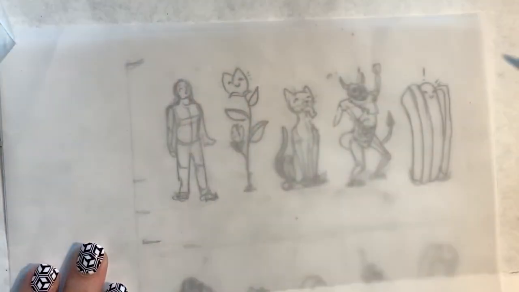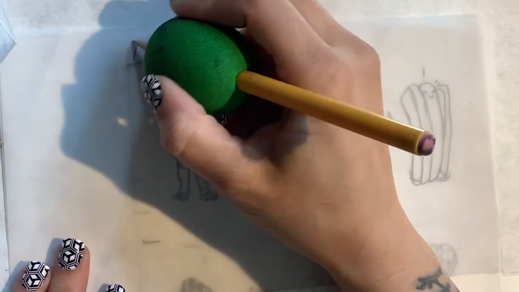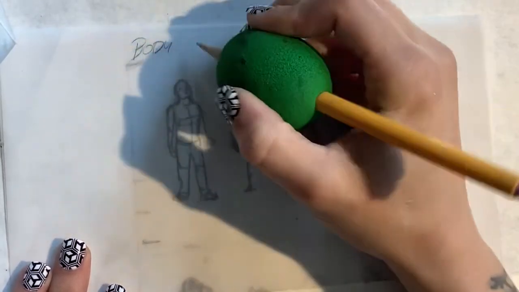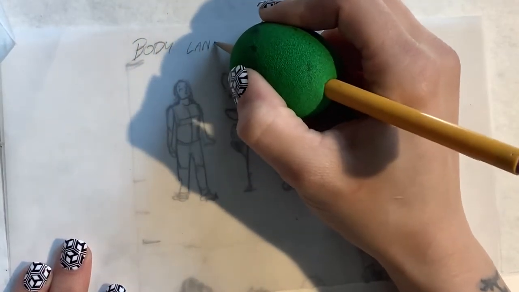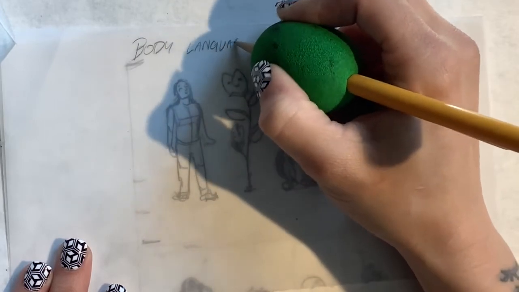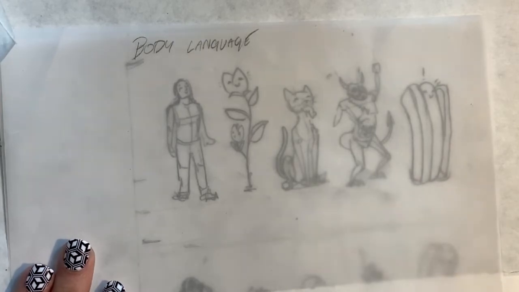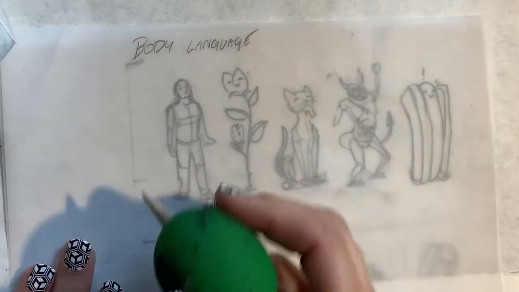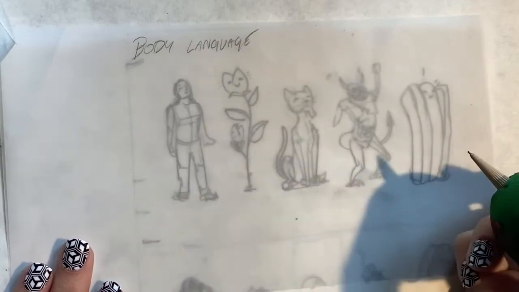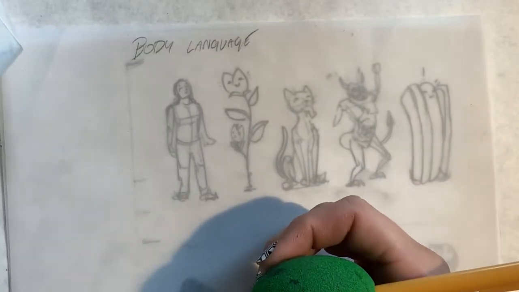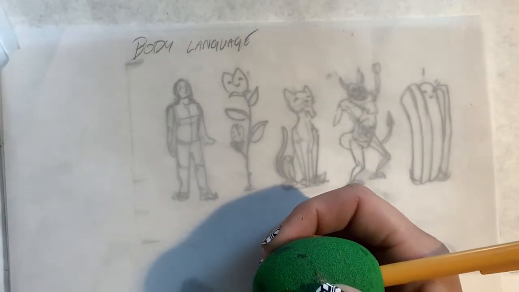So, in this video, we're going to be talking about body language and how you can apply it to more than just humans, because we perceive the world through ways that we understand ourselves. So, we're going to start with kind of obvious, like a happy or healthy or proud figure.